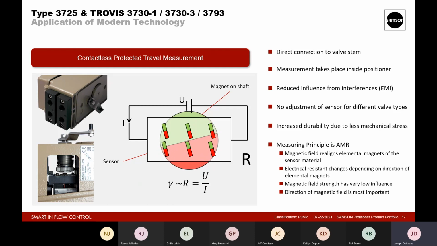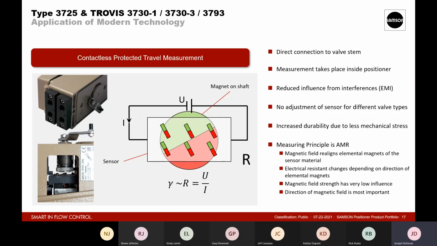We have direct connection to the valve stem, so you can see that right here, and you can see that the actual non-contact part is internal to the positioner. So this measurement takes place inside the positioner. This reduces the influences from interference, so your EMI.